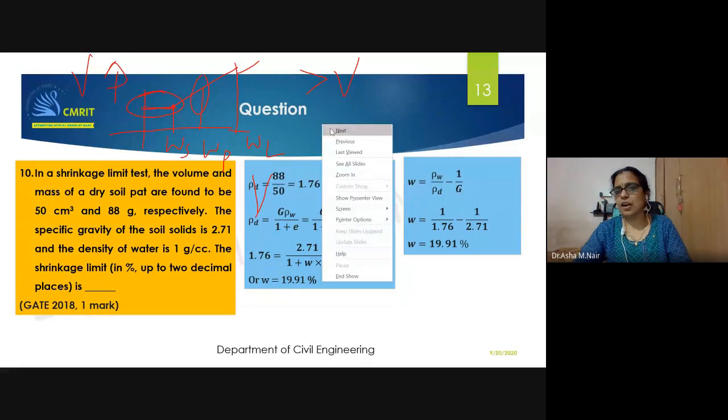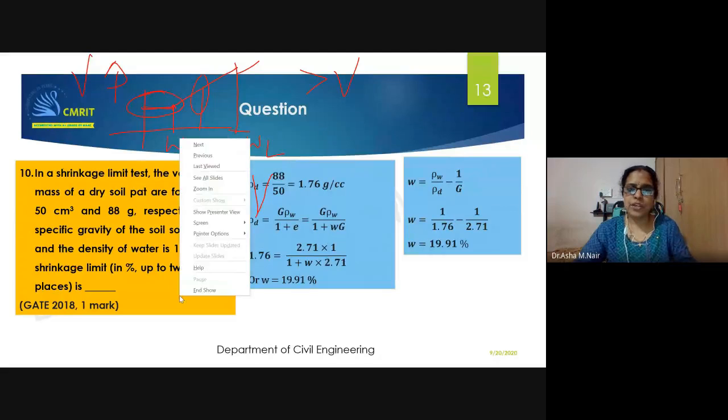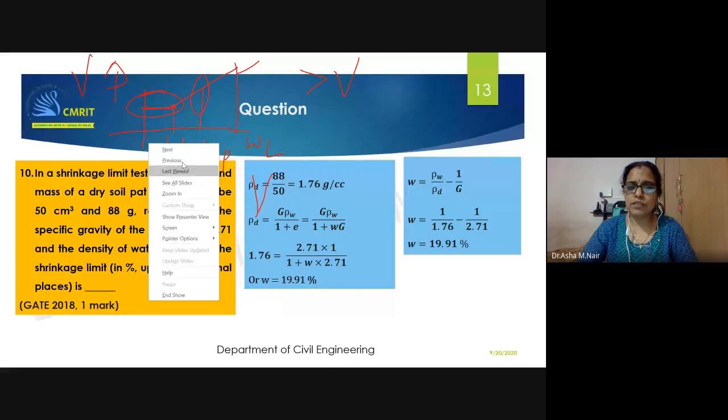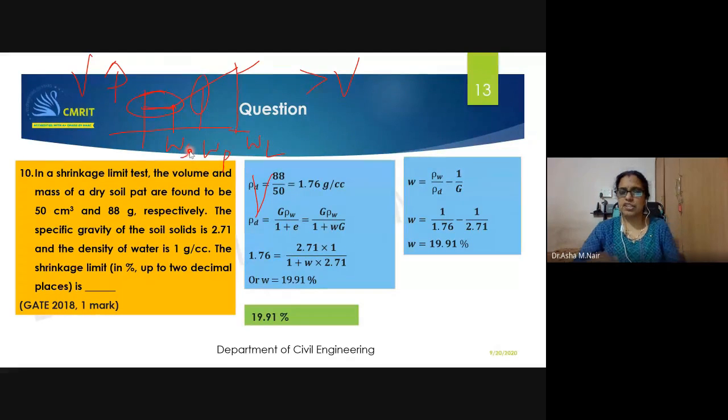Please note, if you are very keen, when you studied the shrinkage limit, you would also have studied an expression for it, if you know the volume or the density of the pat. That expression is w is equal to rho W by rho D minus 1 by G. If you remember this equation, you can substitute straight away. But if you find it very difficult to remember so many formulas, you can go by this method.